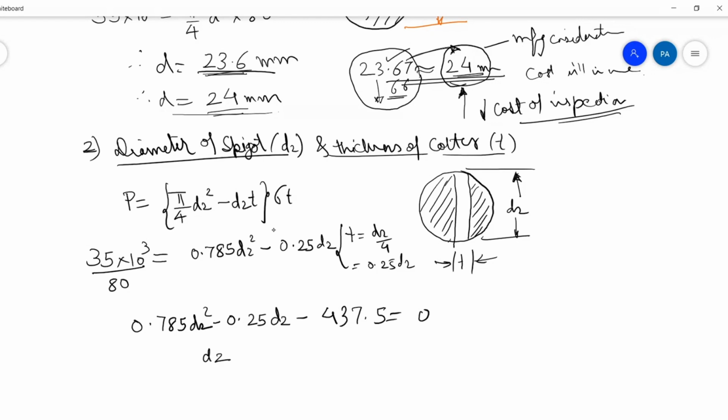We'll get two values of D2. One is 23.76 and another is minus 23. So I will round it up to 24. So D2 is equal to 24 mm and T is equal to 6 mm.